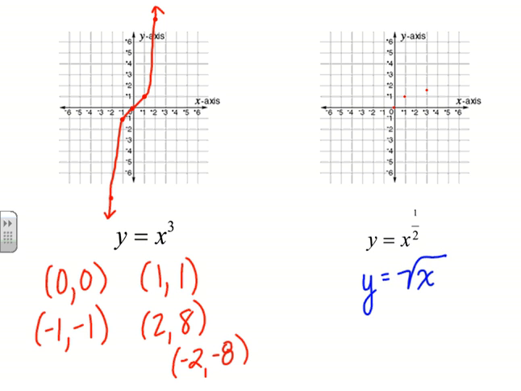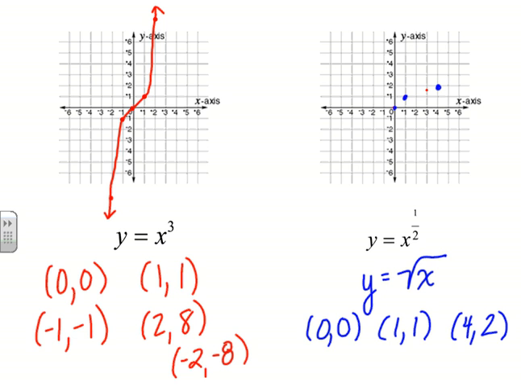So if we were to put numbers in there that we know and could find pairs for, we would put 0 in and find out that it's 0 because the square root of 0 is 0. We can put 1 in there and find out the square root of 1 is 1. And let's use the number 4 because the square root of 4 is 2. That's an easier perfect square root. So we have those numbers.